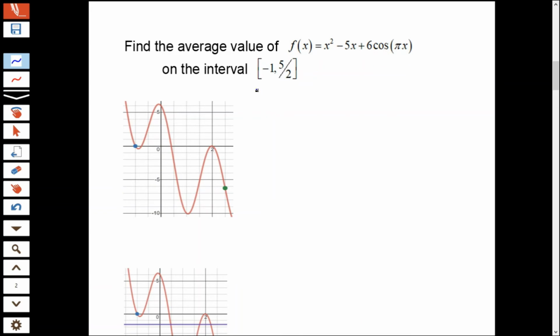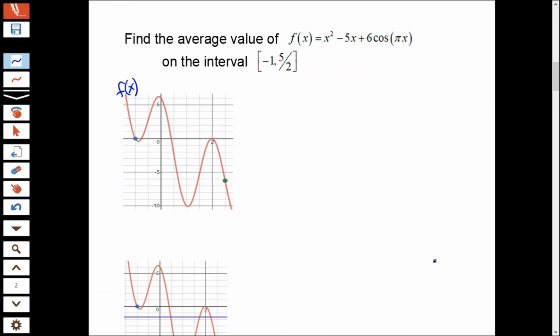So let me take an example here, right? Find the average value of this function here on the interval going from -1 to 5/2. So this is our f of x here. We've got this sinusoid or cosine wave graph that's decreasing over this interval, and we're trying to find the average y value on this. We're starting here at -1 and ending over here at 2.5.